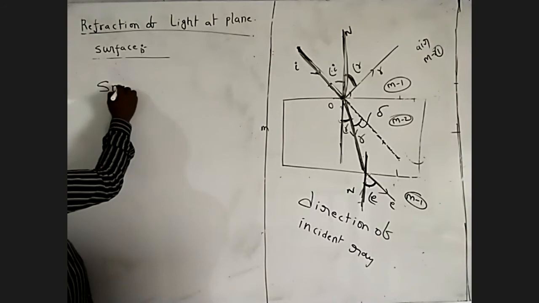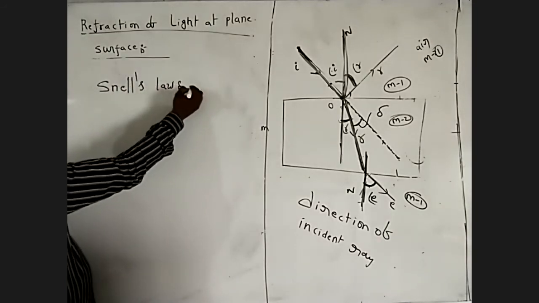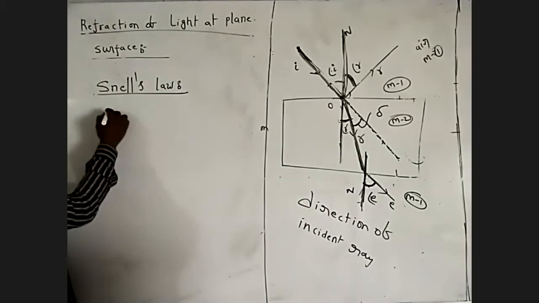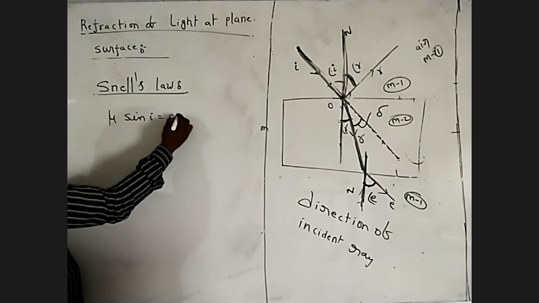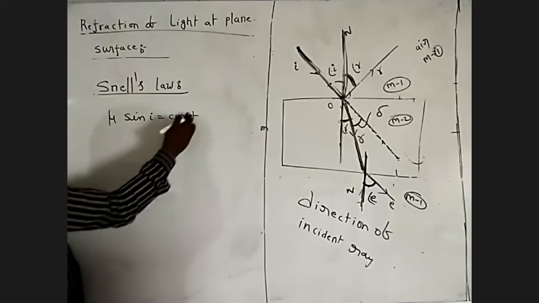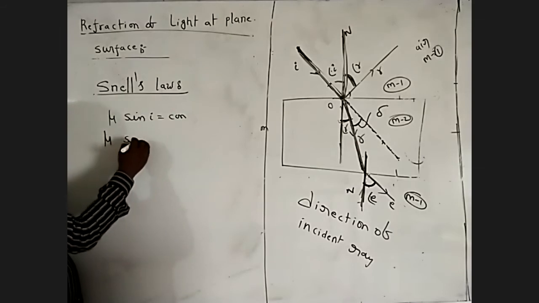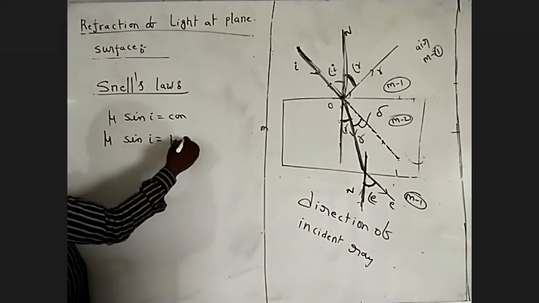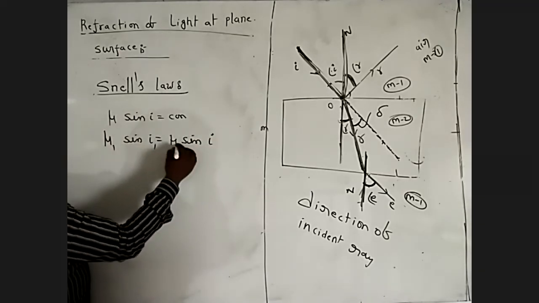Snell's law. Snell's law states that mu sine I is equal to a constant. I'm taking mu 1 sine I1 equal to mu 2 sine I2.